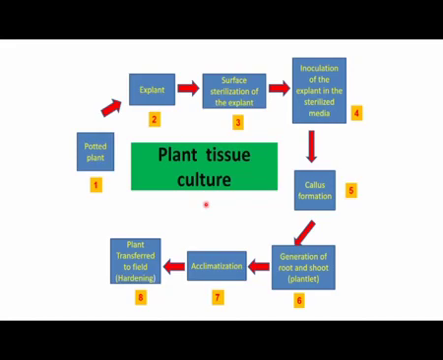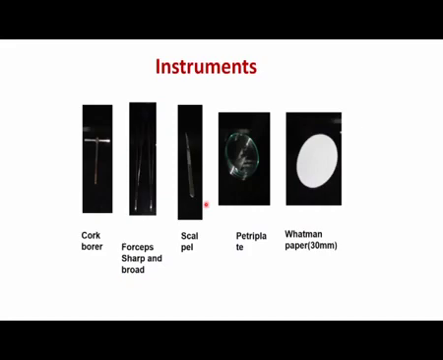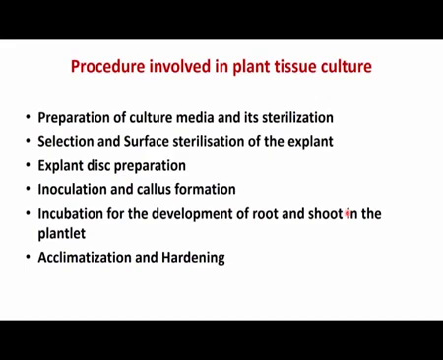Okay. So, for doing this, you need a very specialized set of equipment or instruments. You need an instrument which can be used to cut the explant. You need forceps, so that you can manipulate the explant and do the procedures. Then you also need the scalpel to cut the different types of plants. Then you also need the different types of petri plates to process, and then you need the Whatman filter paper also. So, let us see what are the different steps involved in plant tissue culture.